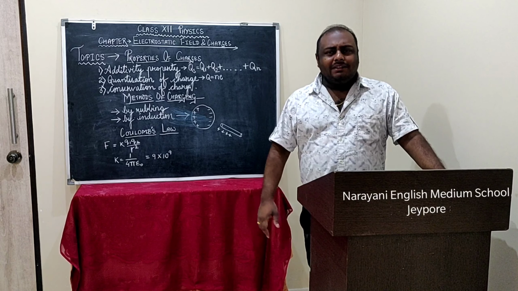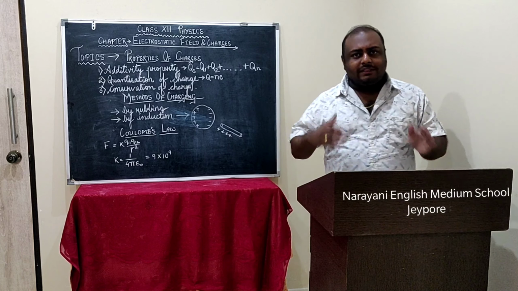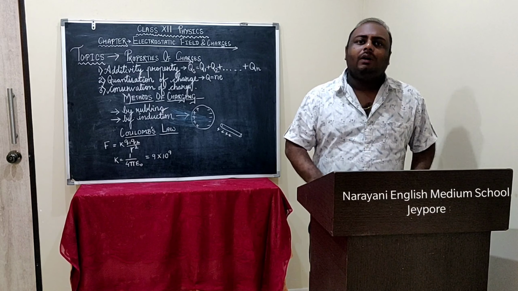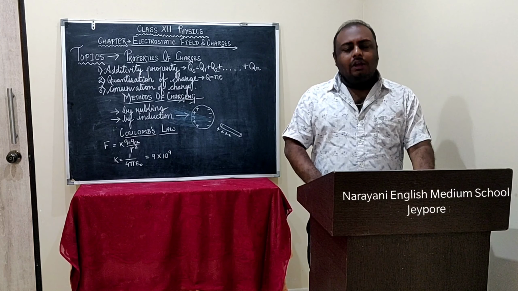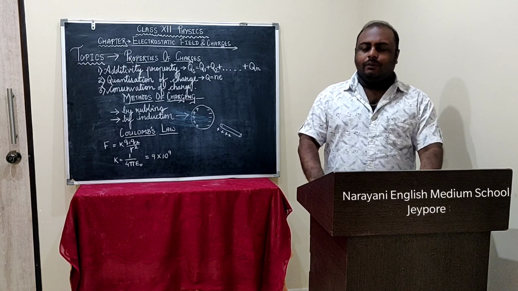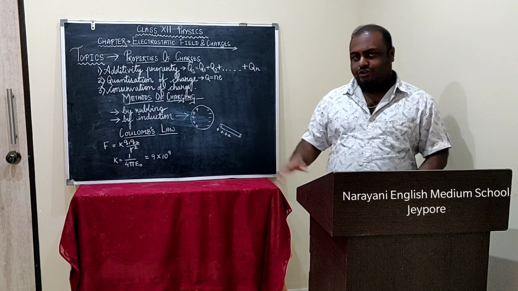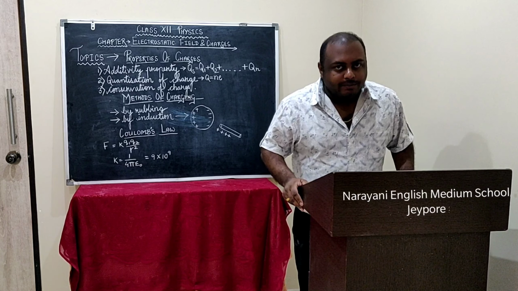Now, since we have discussed the concept of properties of charges, let us come to the methods of charging. Methods of charging are basically methods of electron transfer from one body to another body. While there can be several methods of charging, today we are going to discuss two methods, which are rubbing and induction. So what is the process of rubbing?